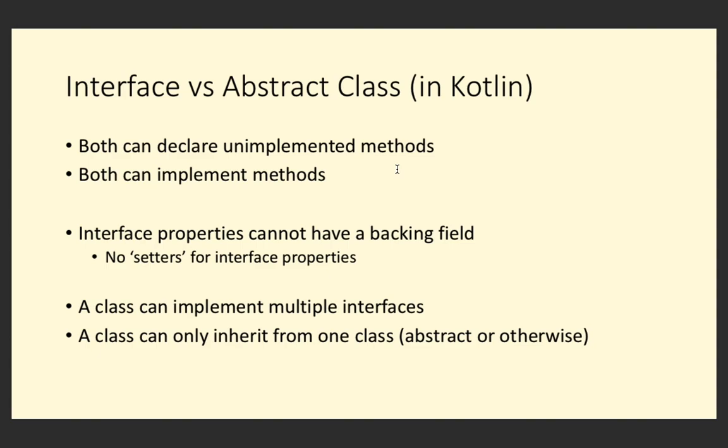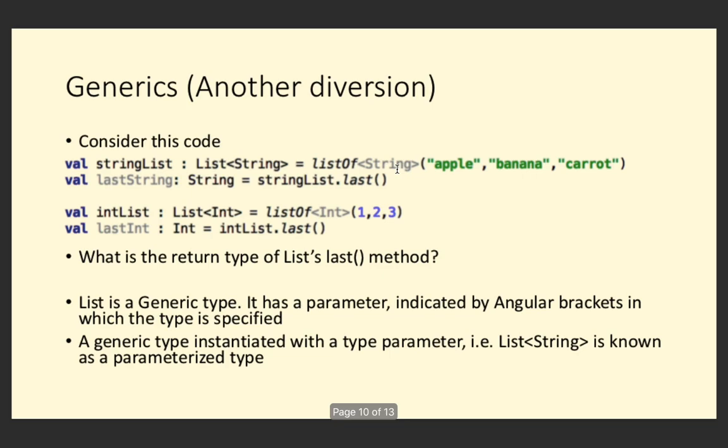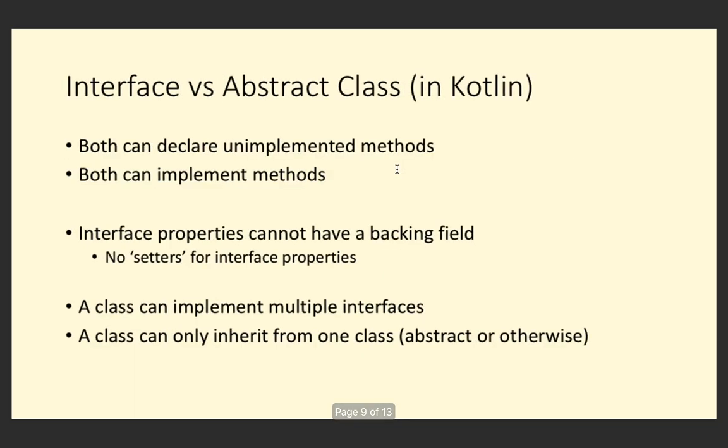The other thing is a class can implement as many interfaces as it likes, but we can only inherit from one class. So if we inherit from an abstract class, we can't inherit from any other classes. We're limited to inheriting from that abstract class. So there is a reasonably major difference between interfaces and abstract classes in Kotlin. That gets us part of the way.